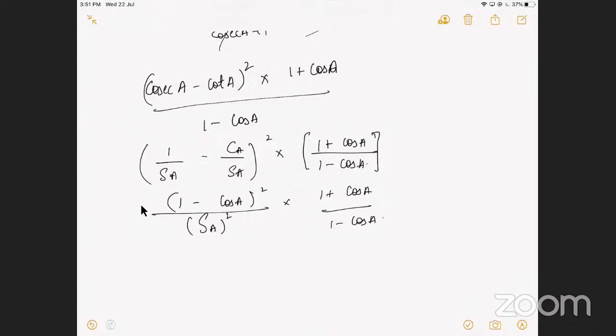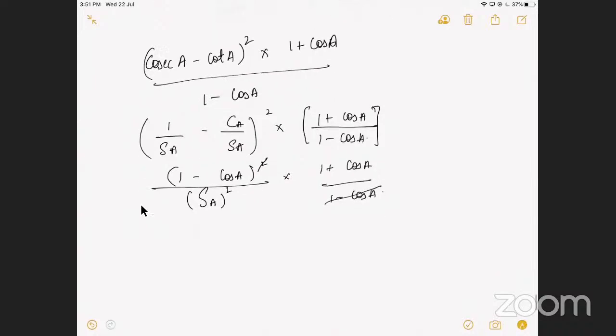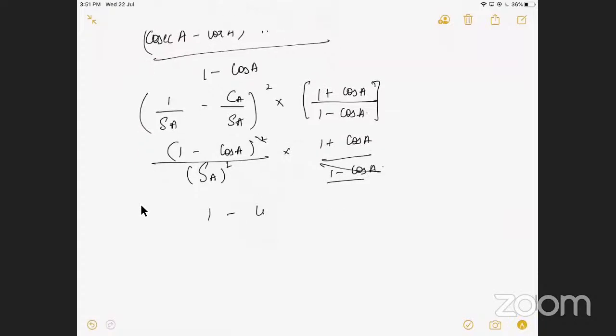Yes, sir. 1 minus cos A, 1 minus cos A cancelled. So it is 1 minus. Sir, could you repeat what you just said? I just cancelled the 1 minus cos A and the square. Okay, okay. So it will be 1 minus cos square A divided by sin square A. What is 1 minus cos square A? Sin square A divided by sin square A. Cancel, which is 1.